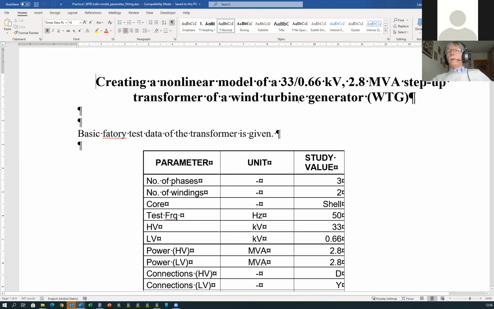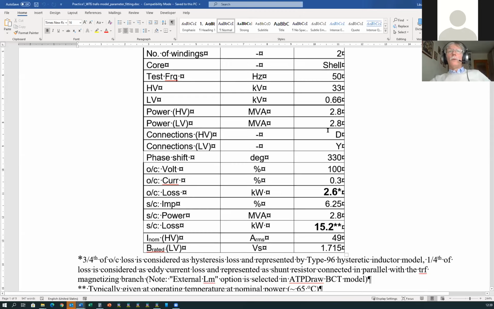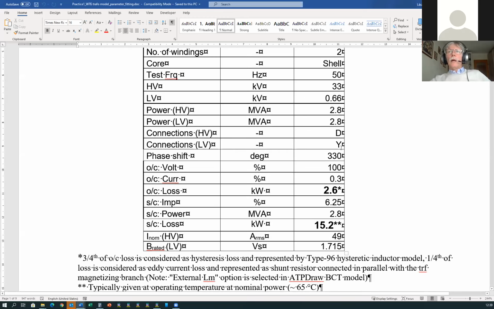What do we have? The transformer is a 2.8 MVA unit. Typical voltage is 33 kV to 660 volt at the secondary. It's a typical WTG transformer. We have typical data. What does it mean? We know the frequency, the nominal voltages, we know the coupling, the connection of the windings at the primary and the secondary. Even we know the phase shift. It's DY11.